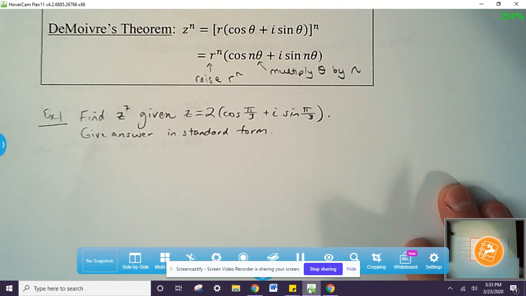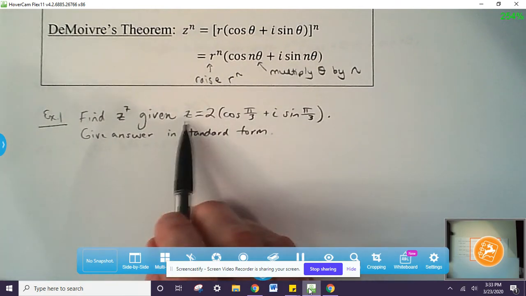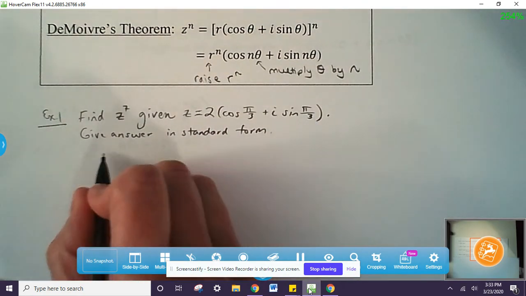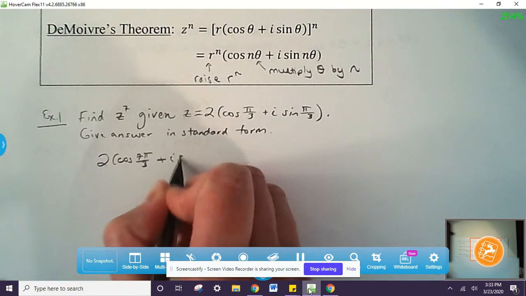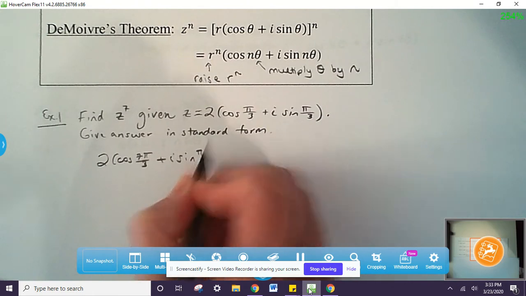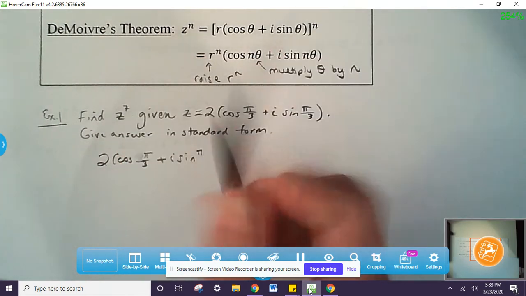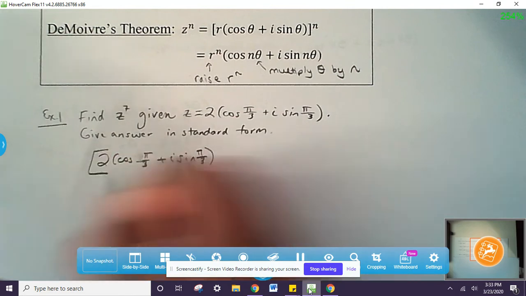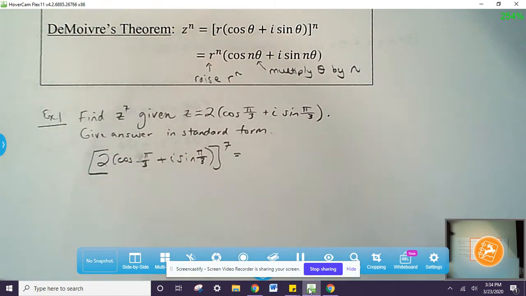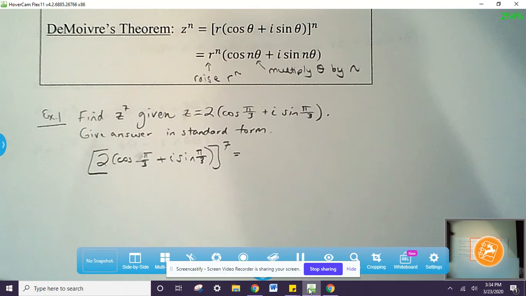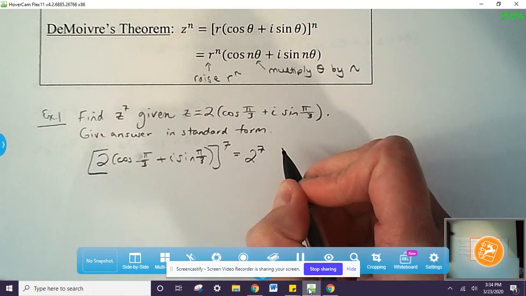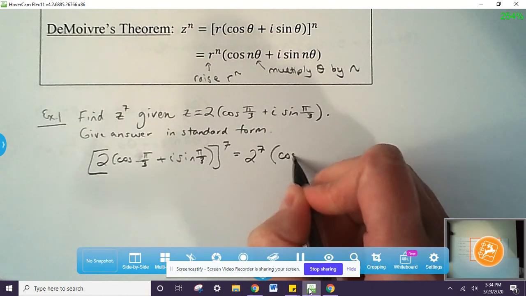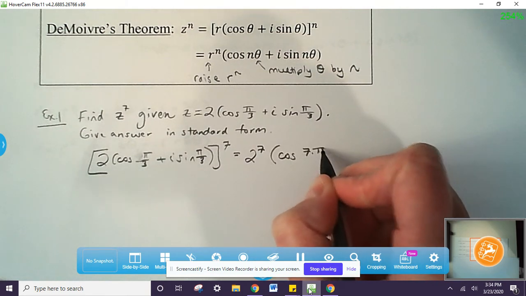For our first example, we're going to raise this to the 7th power. So here's my complex number in trig form. And if I want to raise that to the 7th power, then what we're talking about doing is taking this entire complex number and raising that entire thing to the 7th power. And to apply de Moivre's theorem, we're going to raise r to the indicated exponent, which in this case is 7. And then we're going to go in here and we're going to multiply our angle times the exponent.